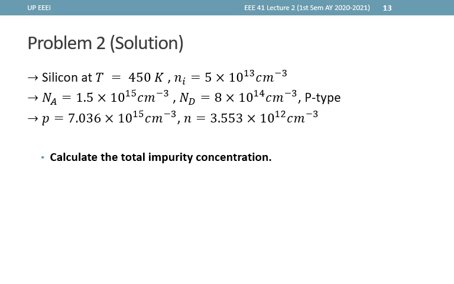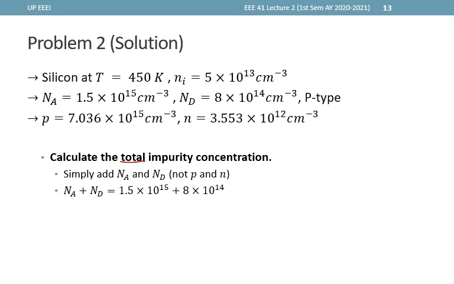For the next question, we are asked what is the total impurity concentration. So note here that we are asked the total impurity concentration. So we simply add Na and Nd and not P and N. So the impurity is given by Na and Nd, and P and N simply are the carrier concentrations. So if we add, Na is equal to 1.5 times 10 to the 15 and Nd is 8 times 10 to the 14, then the total impurity concentration must be 2.3 times 10 to the 15 per cubic centimeter.